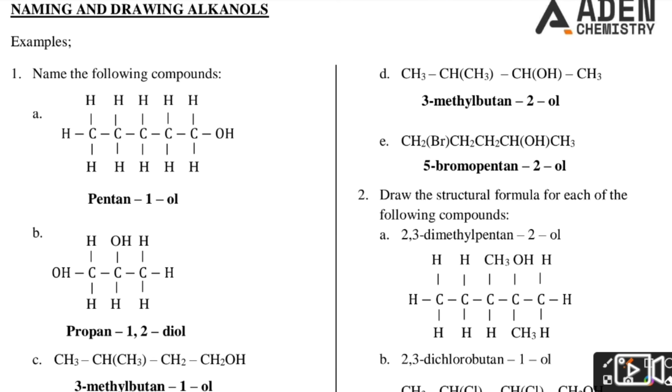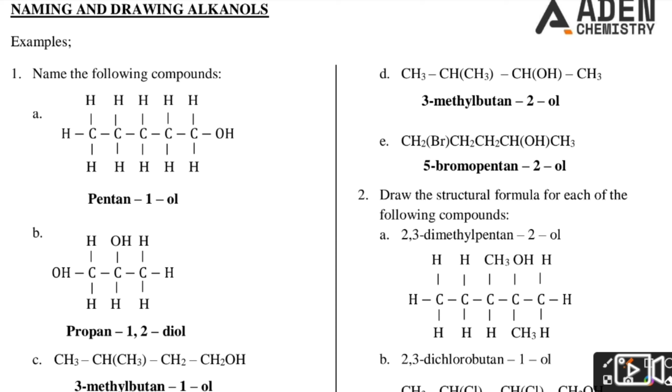Next, let's go to naming and drawing alkanols. For examples, we are going to start with number 1. We are to name the following compounds. Part A, we are given this compound. For us to name, we are going to use the rules. The naming of alkenes and alkynes is the way we are going to name alkanols. The rules are one and the same.